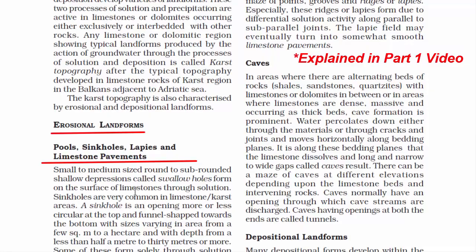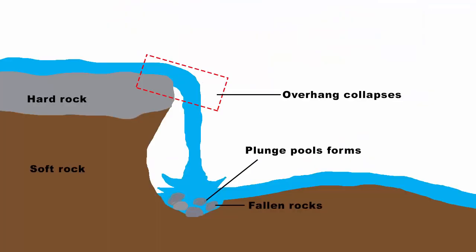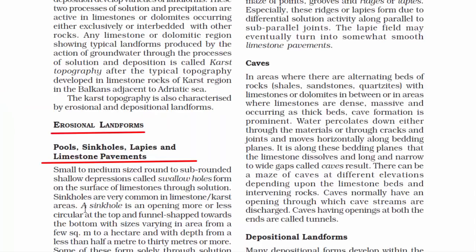Whenever you hear the word plunge pool, immediately think of a waterfall. When water flows over the waterfall, it creates a plunge pool at its base. Due to the force of falling water, it creates a depression at the base. This phenomenon is called a plunge pool. Basically, plunge pools are formed by the natural force of falling water. The next term is sinkholes.